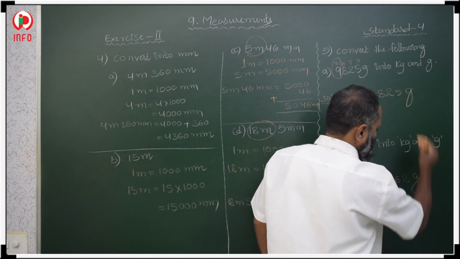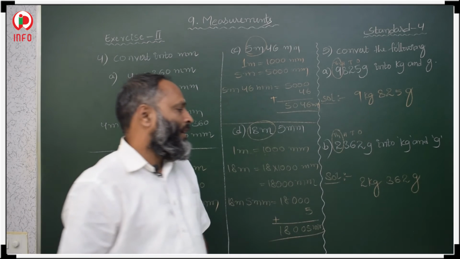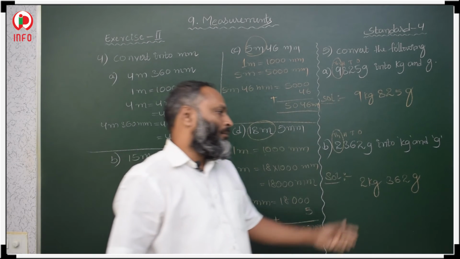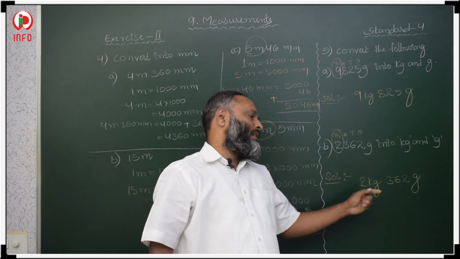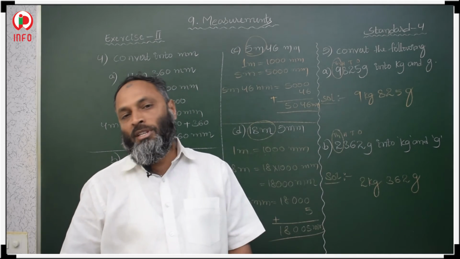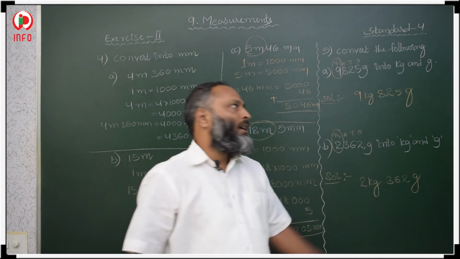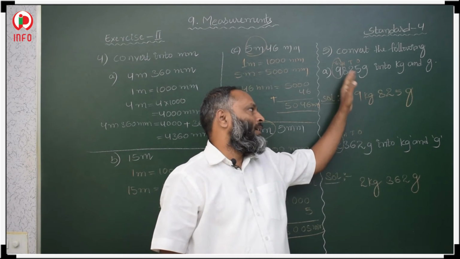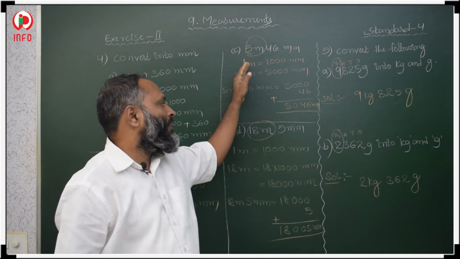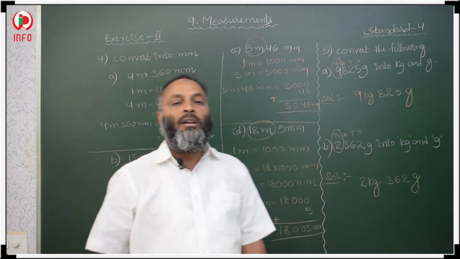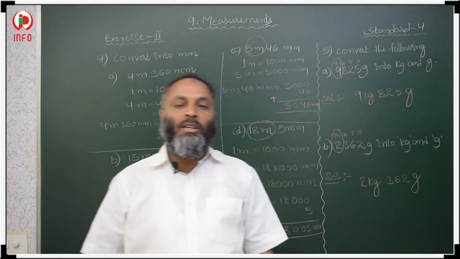362 grams. This is the conversion of kgs and grams. The complete grams is given. Then how to convert grams into kgs? This is the method to convert grams and kgs and grams. Here, smaller units is the conversion of a bigger unit, and here, bigger units is the conversion of a smaller unit. Okay, students.